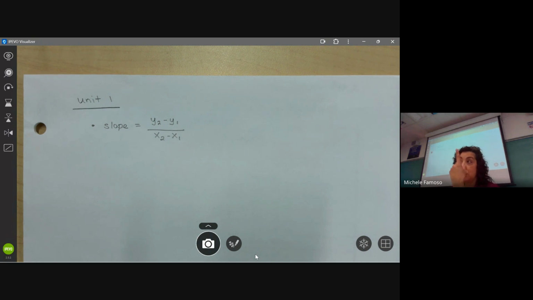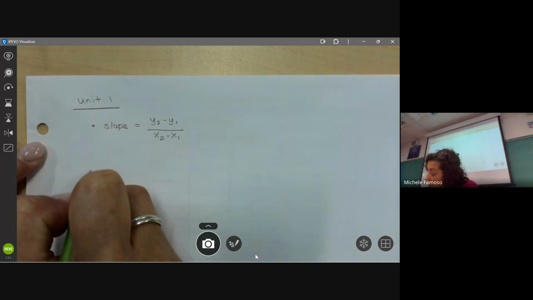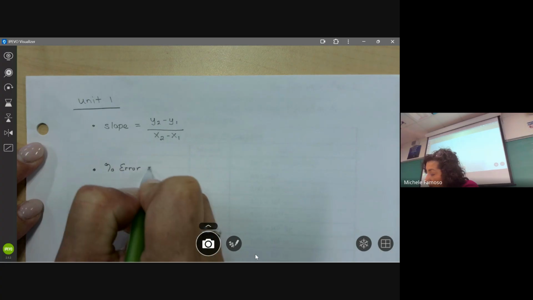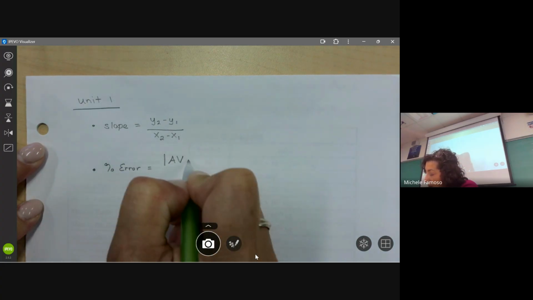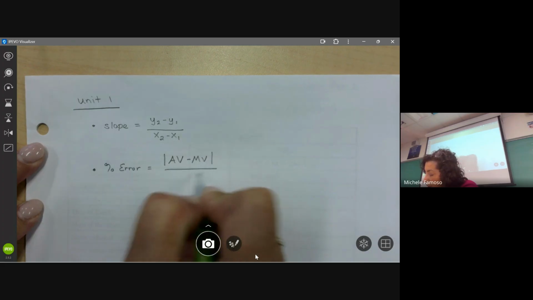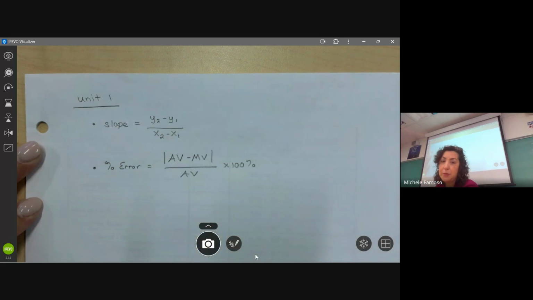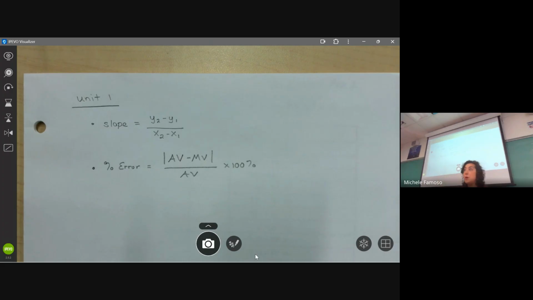There was one other equation that you'll need to have memorized for your test in this unit, and that is your percent error equation. It was absolute value of accepted minus measured all over accepted times 100%. That's how you get your percent error. So those are the two equations you'll need to have memorized for this unit. We're just adding them to page 7 of our reference table now. You'll need to have those both memorized by the time you take your first test next Wednesday, a week from today. Okay? Can I go on?